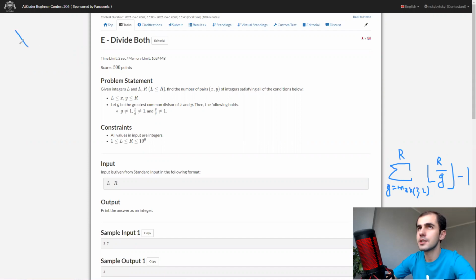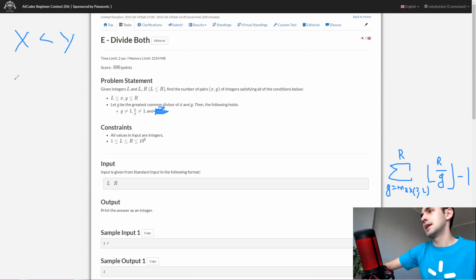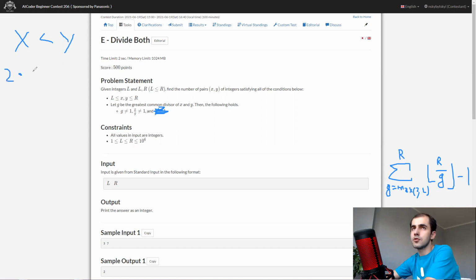One such simplification is that we may assume that x is less than y, and then just multiply the answer by 2, because the pairs are not ordered apparently. If we assume that x is less than y, then y is clearly not equal to g, and you can get rid of this part. That's the real point behind assuming that x is at most y. So now we have this assumption, and we remember that we have to multiply our answer by 2.